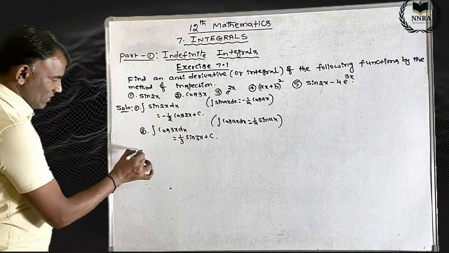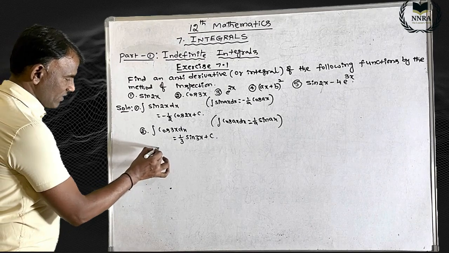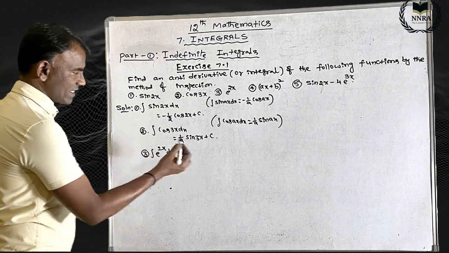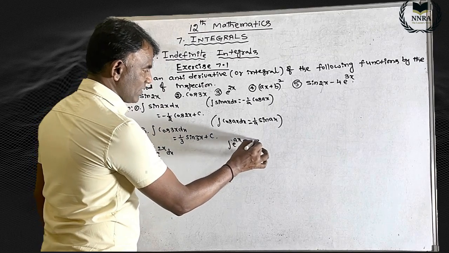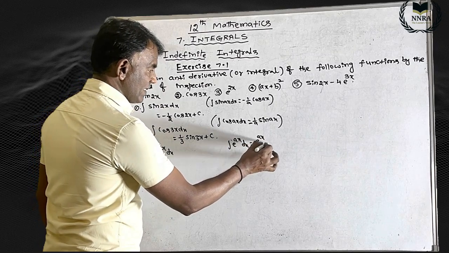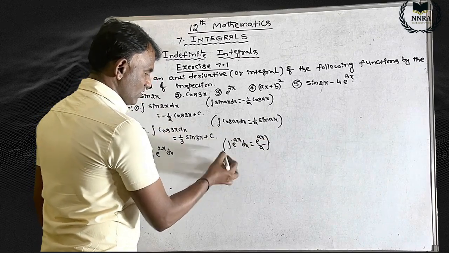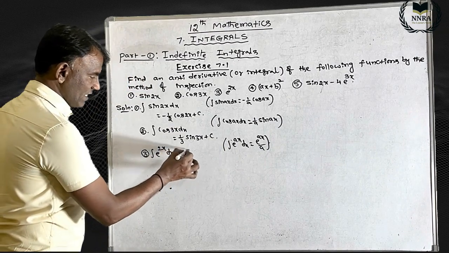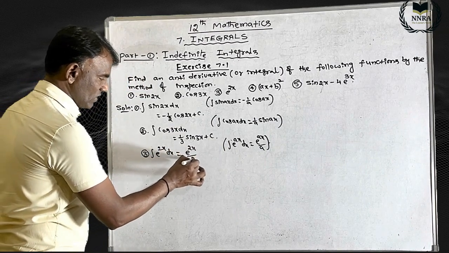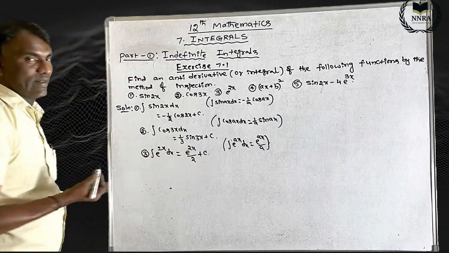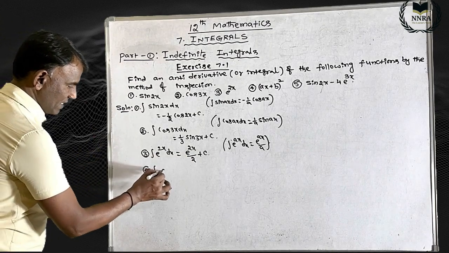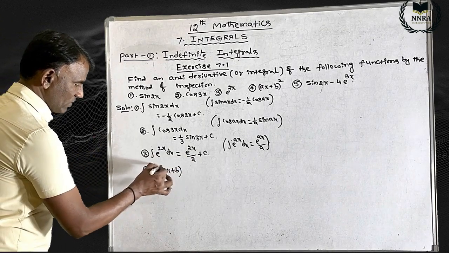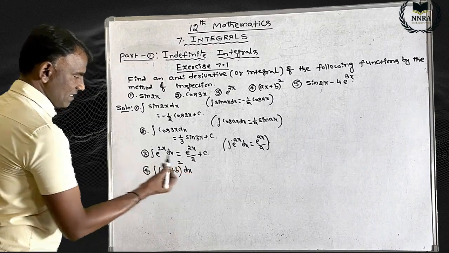And coming to the third question, that is integral e power 2x into dx. And what is integral e power ax dx? This can be written as e power ax by a, right? So what is the value of a here? That is 2. So e power 2x by 2, then constant c. And coming to the fourth one, that is integral of (ax plus b) whole square dx.